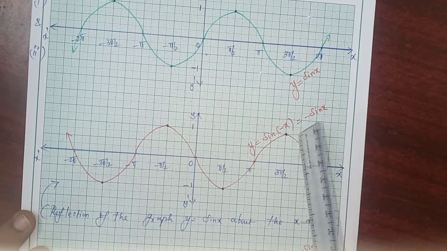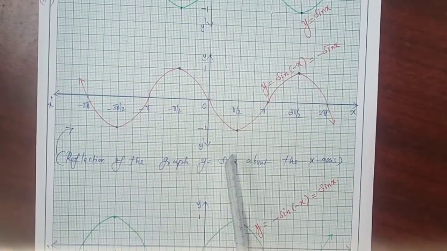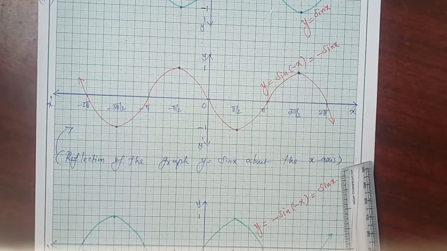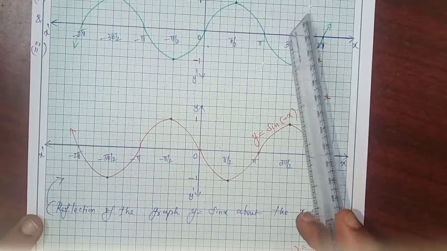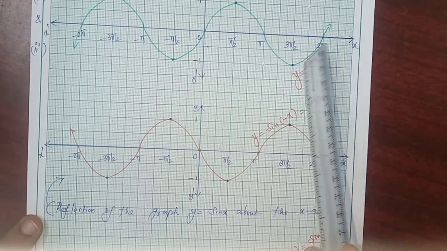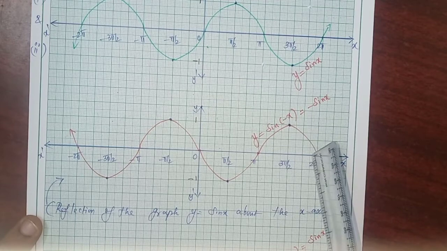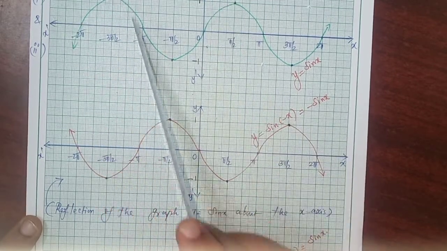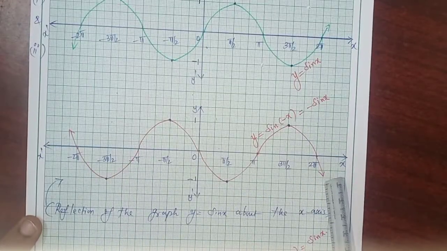So this graph is the reflection of the graph y equal to sine x about the x-axis. Correct? Look at that graph. I'm comparing these two graphs. This part of the graph is symmetrical about the x-axis, a reflection on the x-axis. The entire graph is a reflection about the x-axis. Correct?